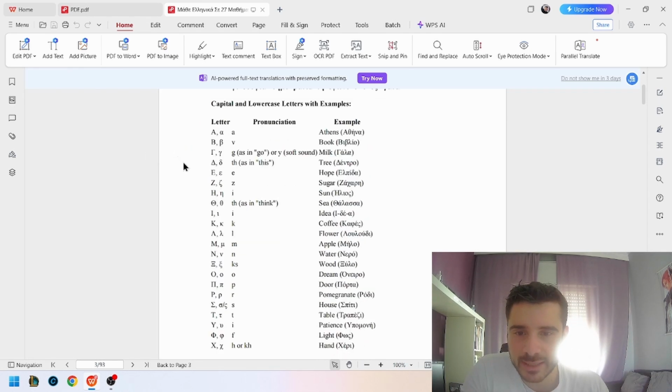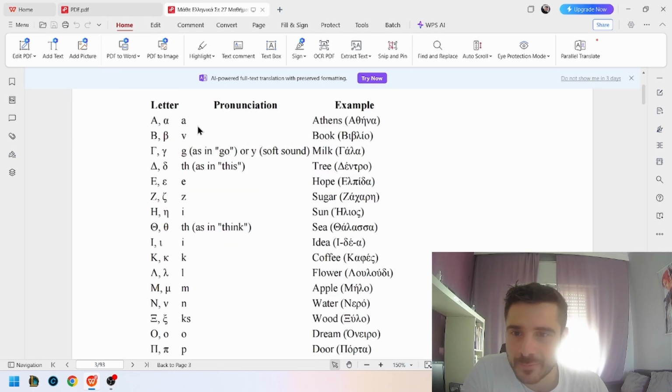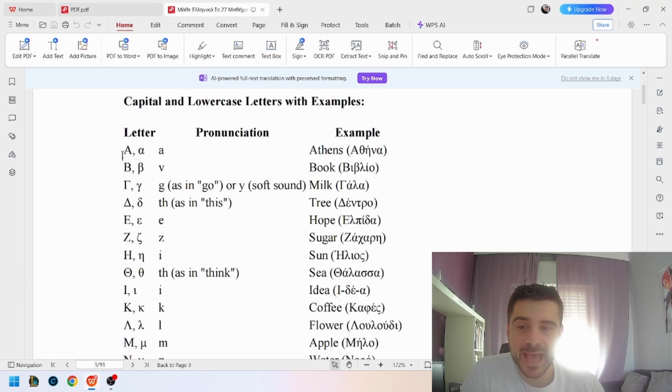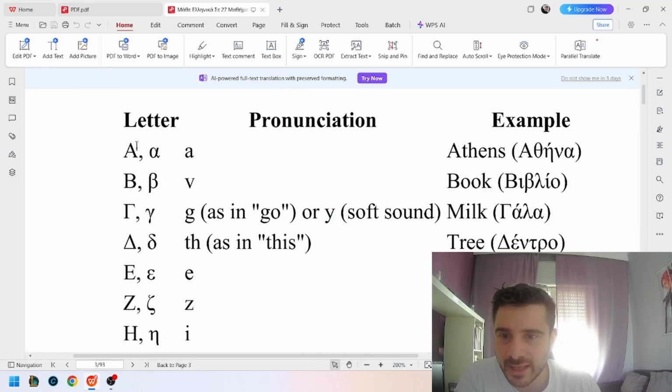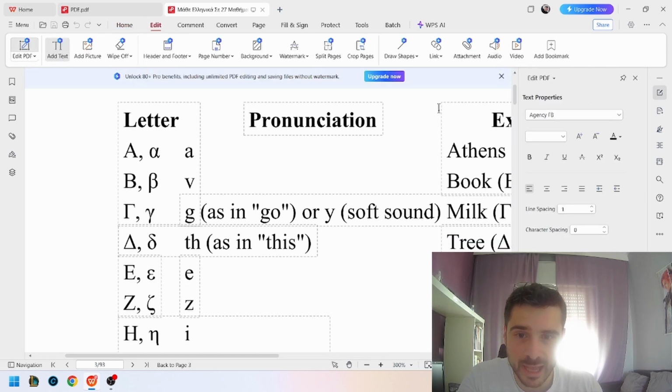So, let's start. We'll start with the first letter, which is called alpha. Here we have the uppercase and here we have the lowercase. It always gives us the sound a. So if I write just a syllable like this here, we have the sound a. Then we move to this letter. It's called vita, not beta, vita. It gives us the sound v.